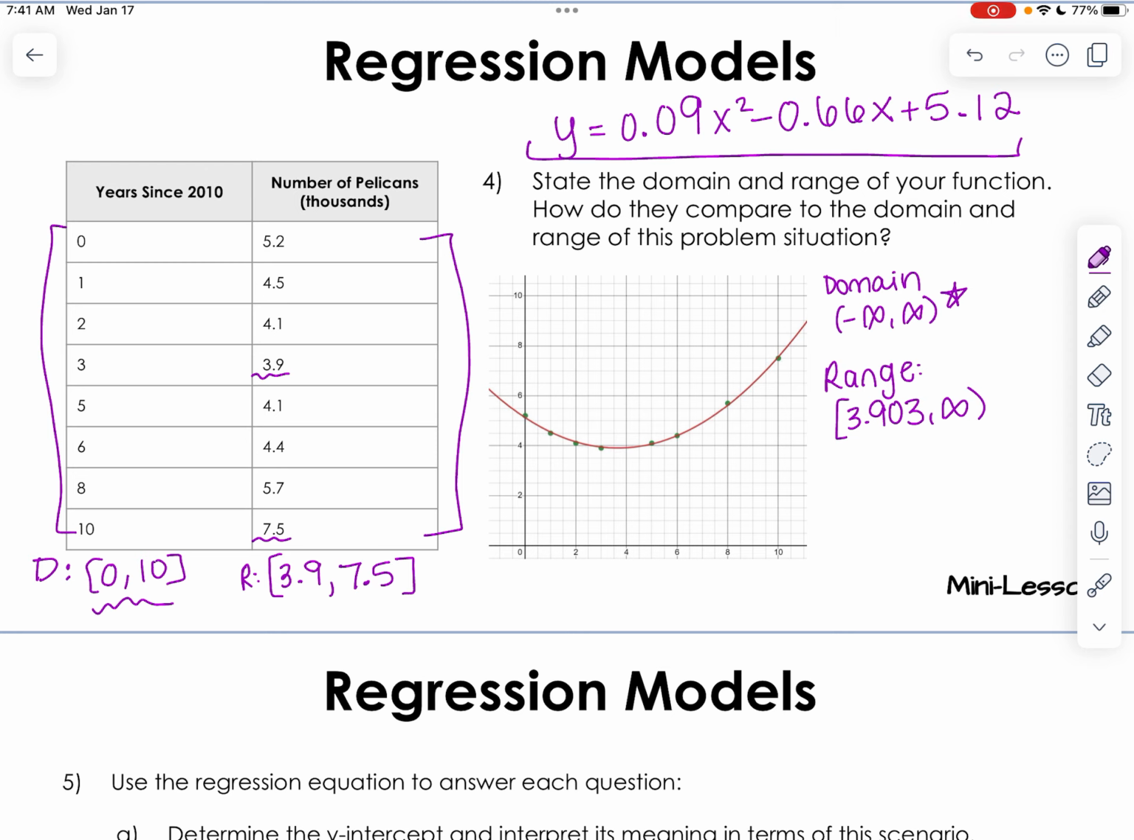And then for range, though, one thing that I do notice is just a slight thing here is that the range for our data starts at 3.9, but the range for our quadratic model starts at 3.903. So actually, our data goes lower than the range of our quadratic model. That's okay though, because we're just trying to find the model of best fit, but it's good to notice the difference between those.